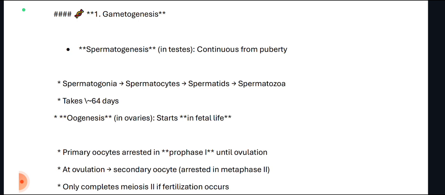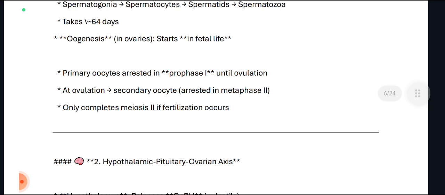In female, the process of gametogenesis is called oogenesis. It starts in fetal life. When a female is born, there are primary oocytes arrested in prophase 1 until puberty. At ovulation, these primary oocytes get converted into secondary oocyte but arrested in metaphase 1. And at the time of fertilization, this oocyte will complete meiosis 2.